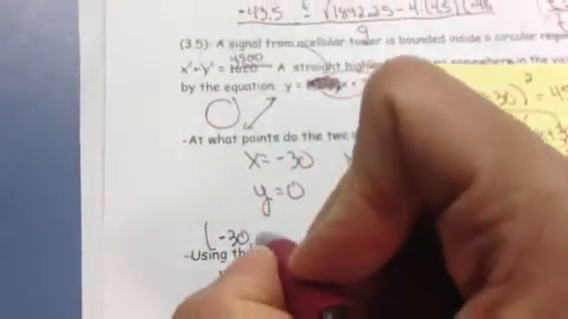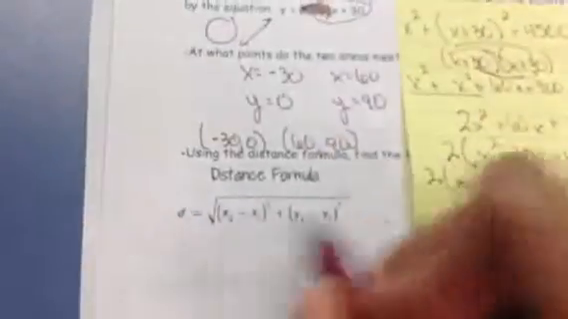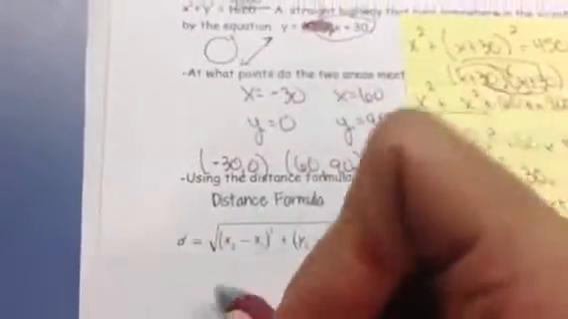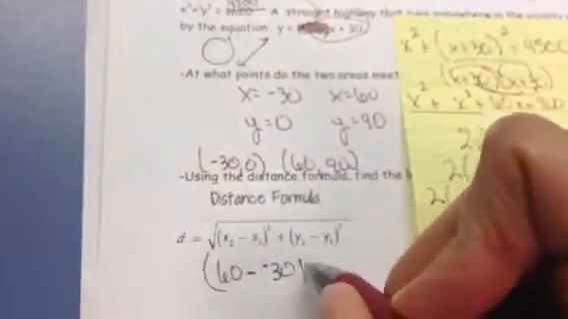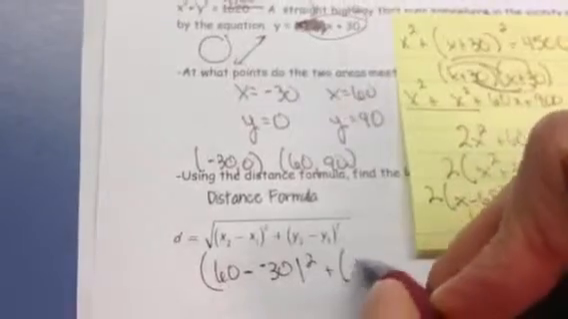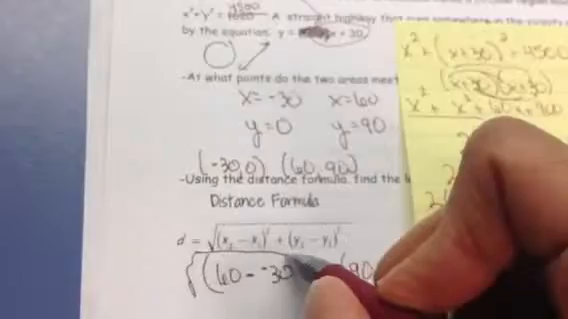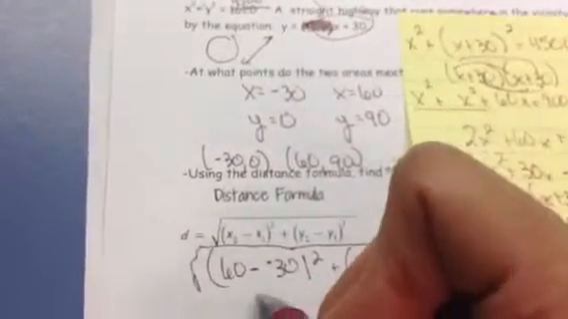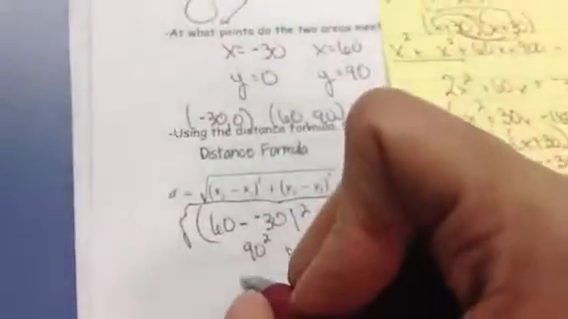Okay, so the distance formula. Here's one point. Here's the other point. And in the distance formula, which is a square root, I put my x's, so I'm going to do 60 minus negative 30 squared, and then I'm going to take my y's, 90 minus 0, and square it. This will all be in a square root as I do this. So here I get 90, and I'll take 90 squared. And 90 squared.